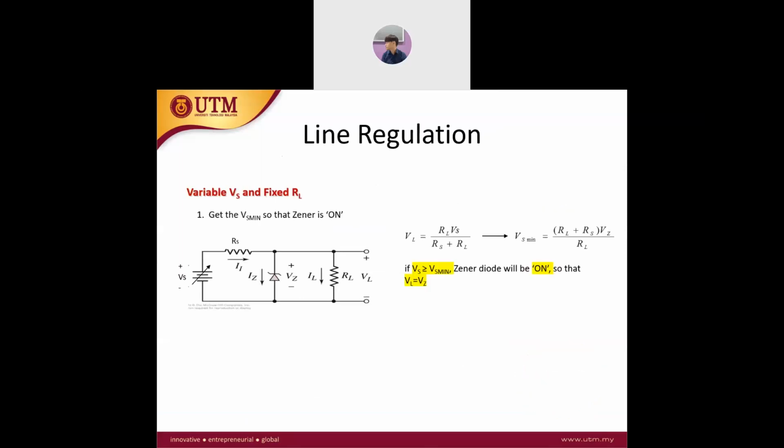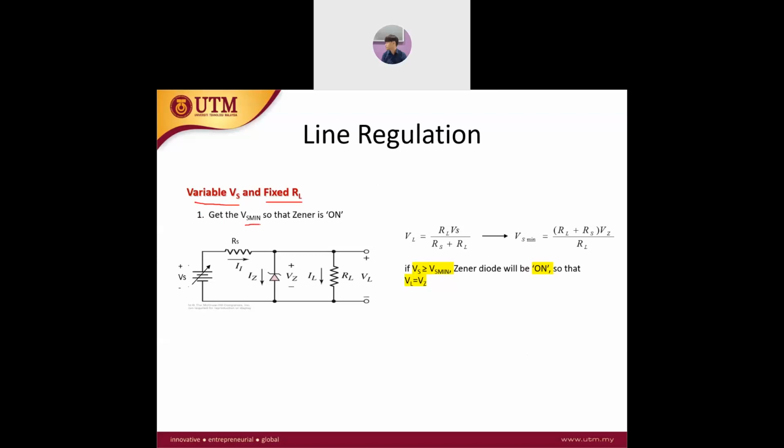So this is the line regulation. In line regulation, our source will be variable, and our load resistance will be fixed. This is the opposite of load regulation. In load regulation, the RL, the load resistance, is variable, and our VS is fixed. So the first step in the analysis of line regulation is to get the VS min.